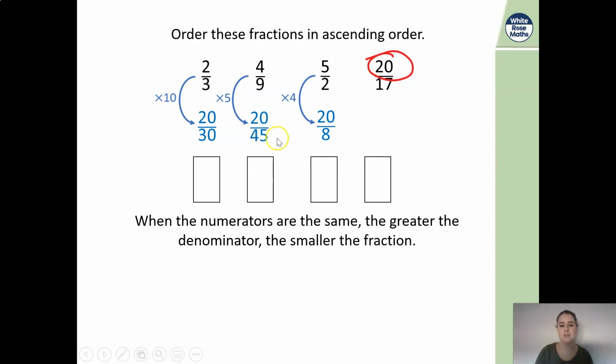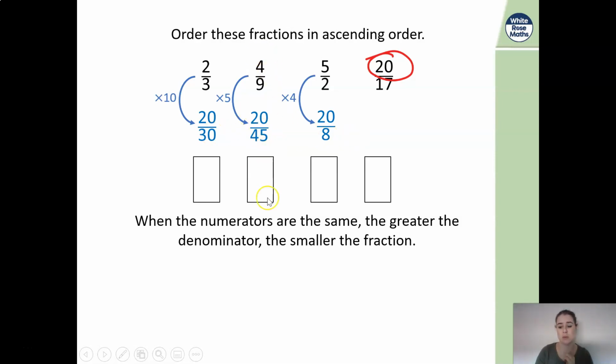Okay, so this means that whichever number on the bottom is the biggest, that makes it my smallest fraction, because my pizza here has got 45 slices, whereas this pizza here only has 8 slices, which means they're going to be bigger pieces and they're going to be smaller pieces. Now we need to remember that we have to write the original fraction down, not the versions we've converted to. These are here to help us work out which one's bigger.